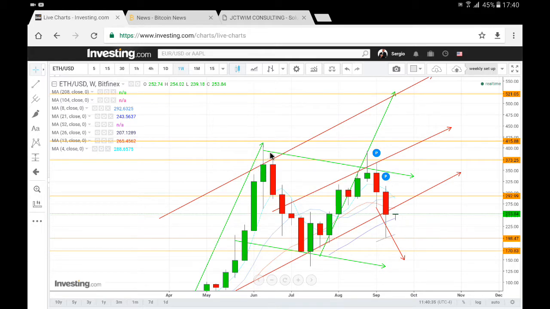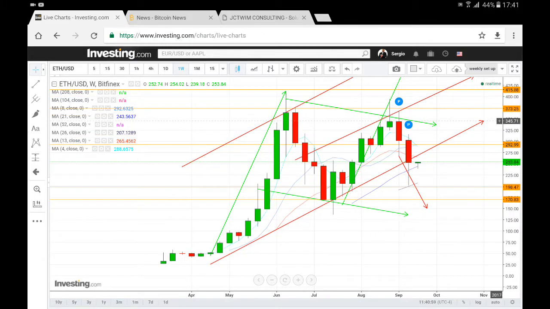You see over here, resistance, support, resistance. Now here, pivot point, that's our next pivot point, and support over here. So it's going to be A, B, C, and from here, boom, going back up, okay? Exactly the same thing, and reach $500, okay?